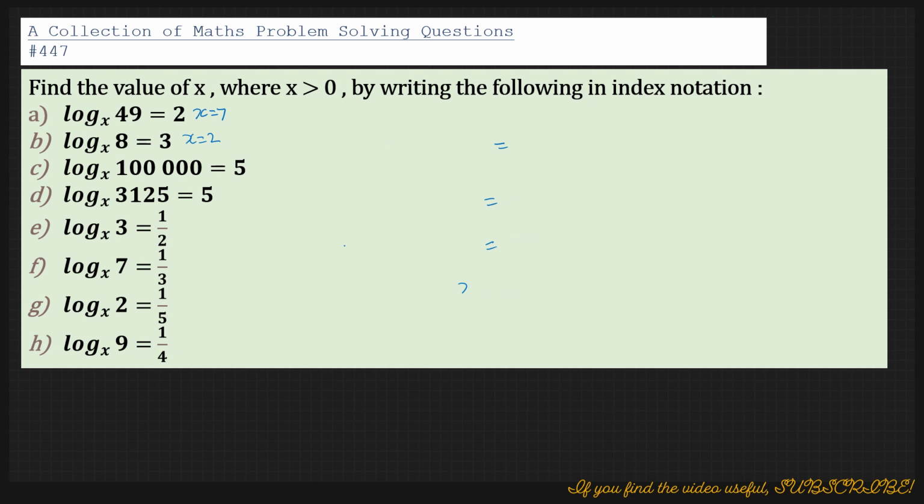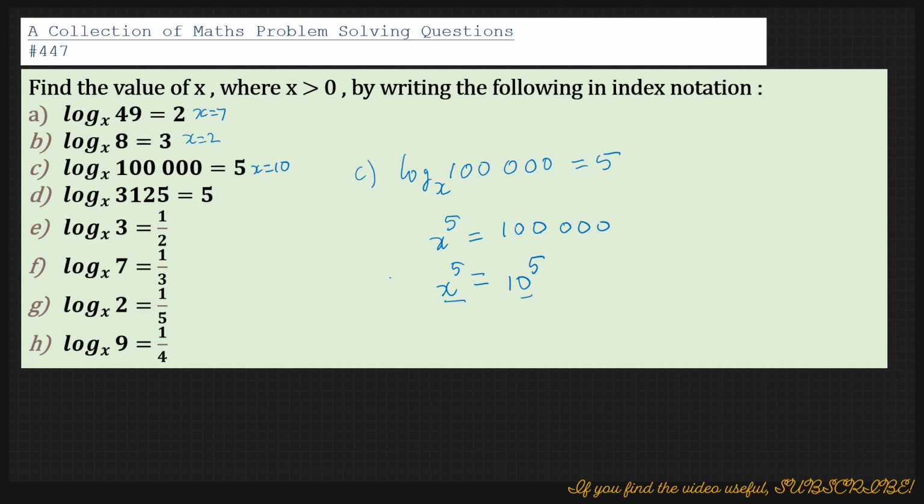and then for the C part, we have been given log to the base x of 100,000 is 5, so therefore x to the power 5 is 100,000, and we can write it as 10 to the power 5. There are 5 zeros, 1 2 3 4 5, so definitely that's 10 to the power 5. So therefore again x equals 10.